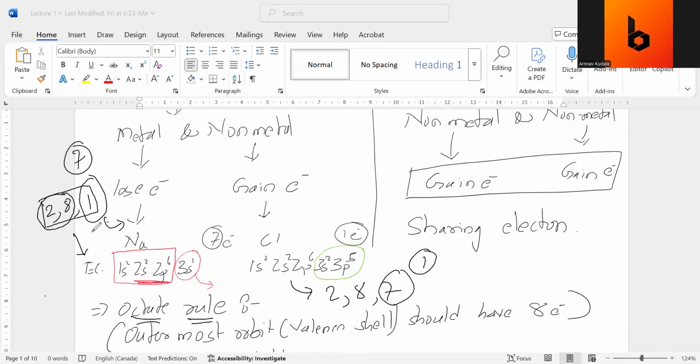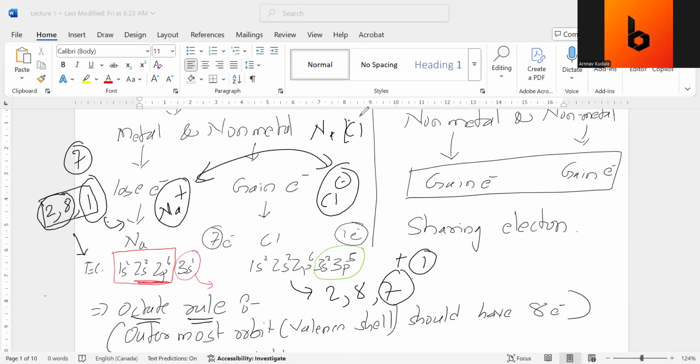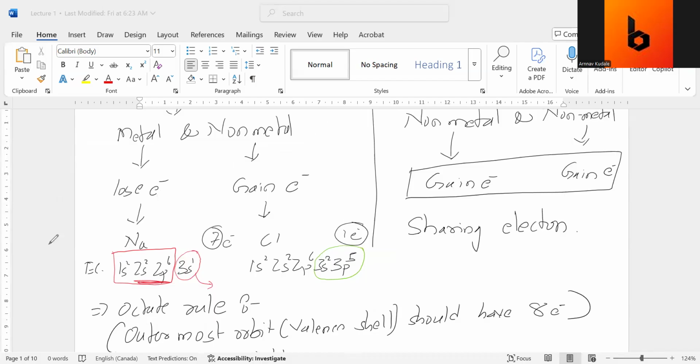When it loses that electron, it is picked up by chlorine. So this becomes Na plus and this becomes Cl minus. So these are now cations and anions. They come together to form an ionic bond, which is nothing but an electrostatic force of attraction. Does that make sense? Yes, sir. Any doubt? No, sir.